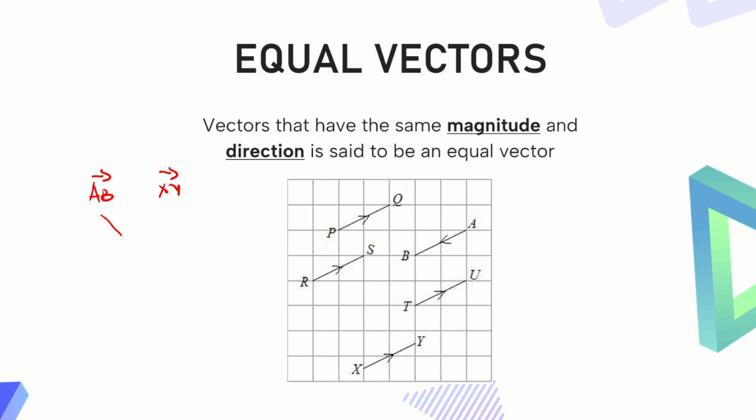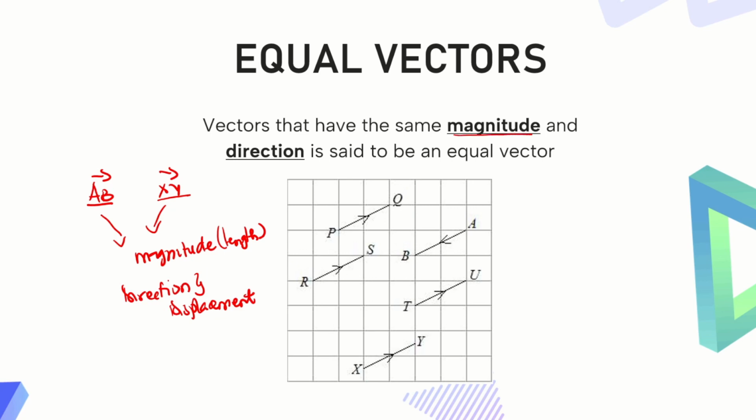If we say that these two vectors have the same magnitude, where we know the magnitude represents the length, and these two vectors have the same direction, where direction represents the displacement, then we say that the vectors AB and XY are equal. So if vectors have the same magnitude and direction, then those vectors are equal vectors.